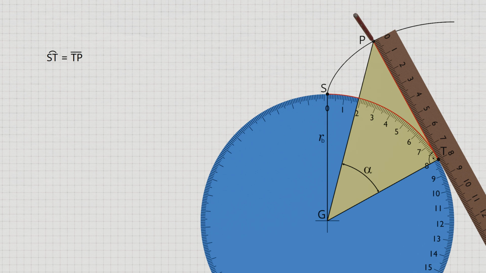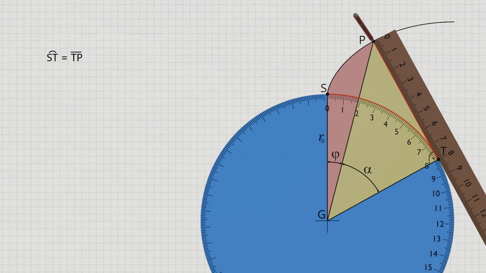However, the point P on the involute can be described not only by the angle alpha, but also by the angle phi. This is the angle between the straight line GP and the straight line GS, where S corresponds to the point of the involute on the base circle. Both angles are obviously clearly related. This relationship can be derived relatively easily using the equation given.